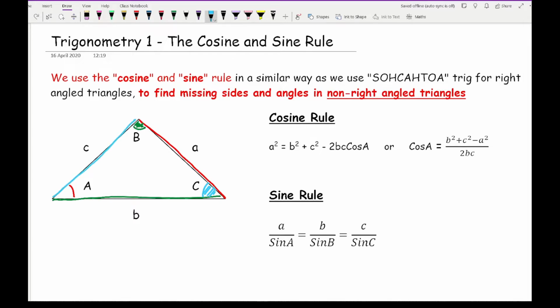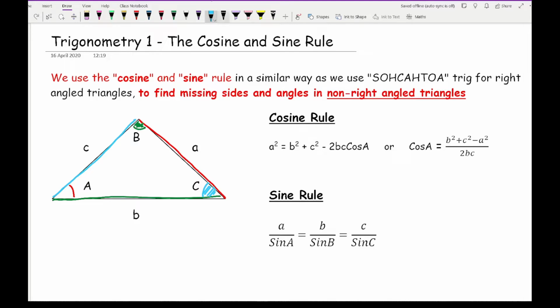a lowercase c. Now when it comes to using the cosine rule, these formulas look a little bit complicated the first time you look at them. In most exam papers they will be given to you. However, when you're practicing and doing revision, it's important that you learn them. I personally believe that if you practice these questions, learning these formulas will become very, very instinctive.